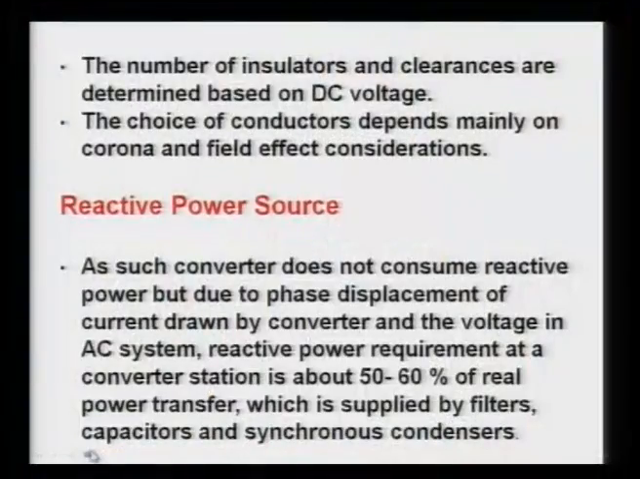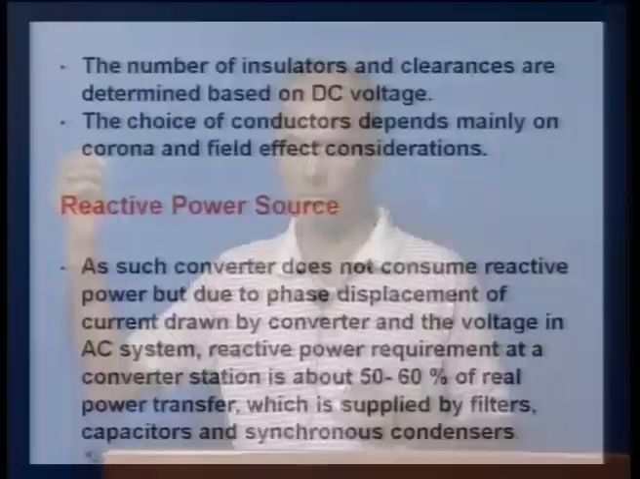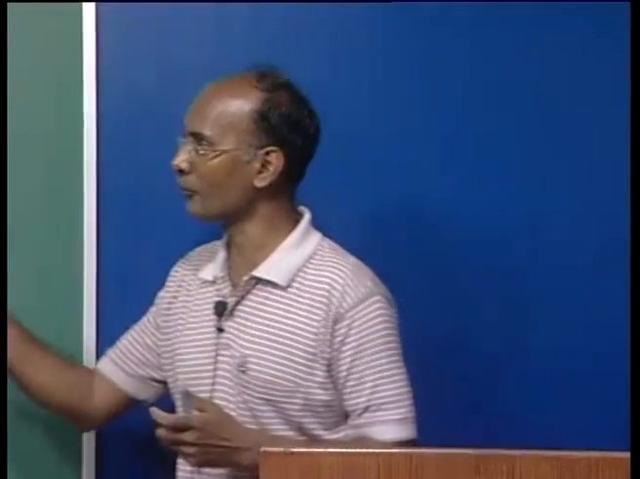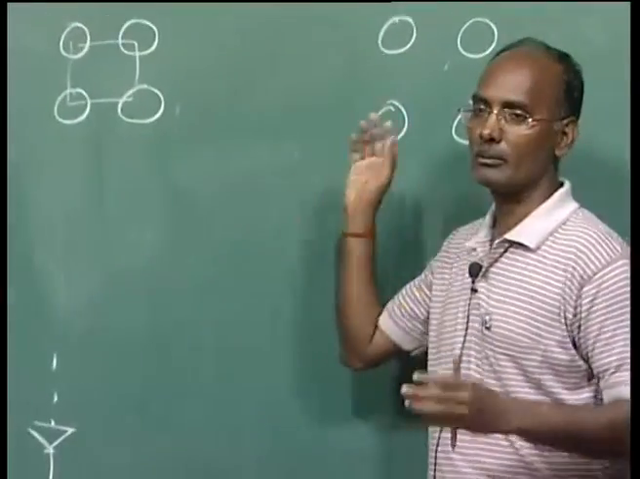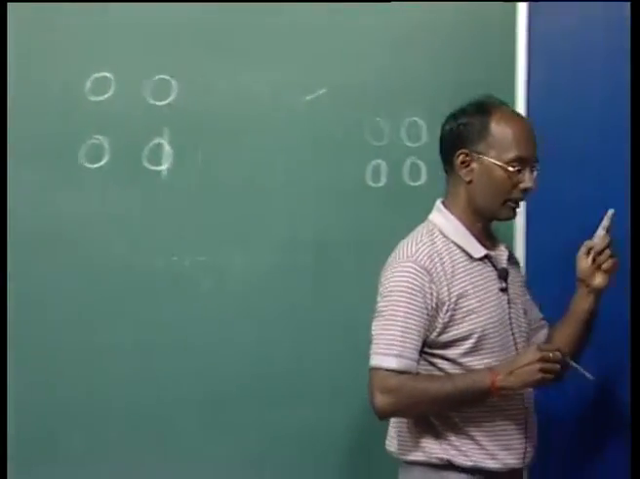The number of insulators, the clearance, etc. are required based on the DC voltage, whereas in AC they are required based on the peak voltage. Choice of the conductors depends mainly on the corona and field effect considerations, and that is why if you are passing from Kanpur to Delhi, you will find the two conductors on very huge towers, each having a four-conductor bundle. That is basically the Rihand-Dadri HVDC line.